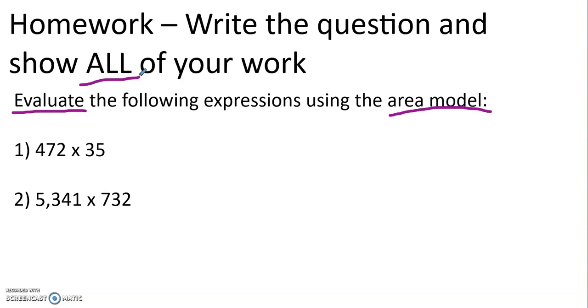Because if we can't do corrections, if we don't see what it is that you were doing and how your thought process was. Do up to everything that you can and what you think the answer is. And write down if you are confused with anything. You are also allowed to rewind this video and watch it as many times as you need to. But show all of your work using the area model for each of these, 472 times 35 and 5,341 times 732.